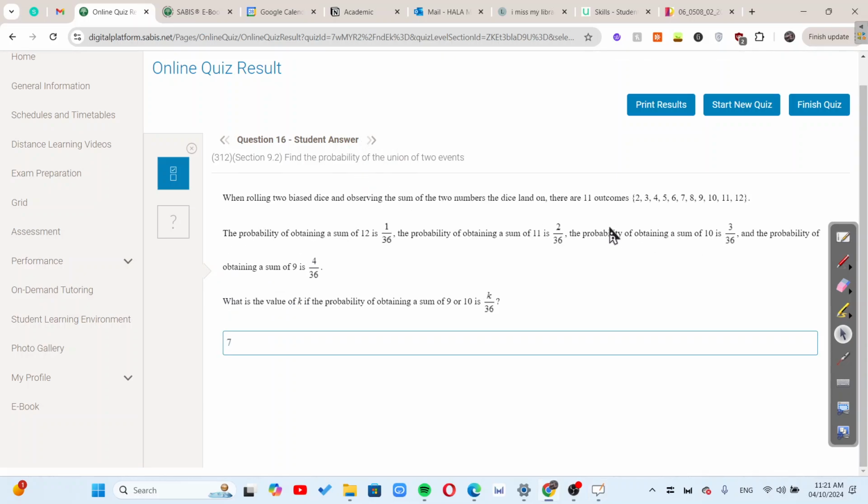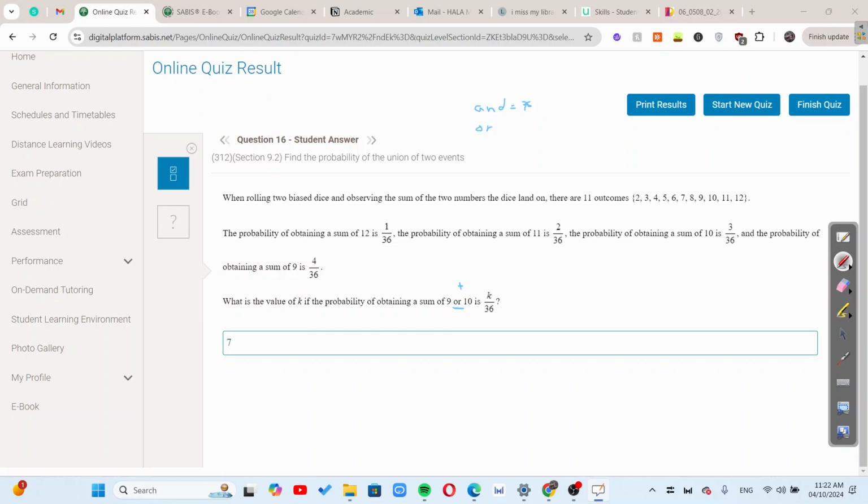Now we're back to probabilities. So they told you that there's biased dice. The probability of obtaining a sum of 12 is this, 11 is this, 10 is this, and 9 is this. So they want 9 or 10. The word or in probabilities is the same as saying plus. And the word and is the same as saying times. They're not going to ask you and in the exam, probably, because if you roll it once, you cannot get and.